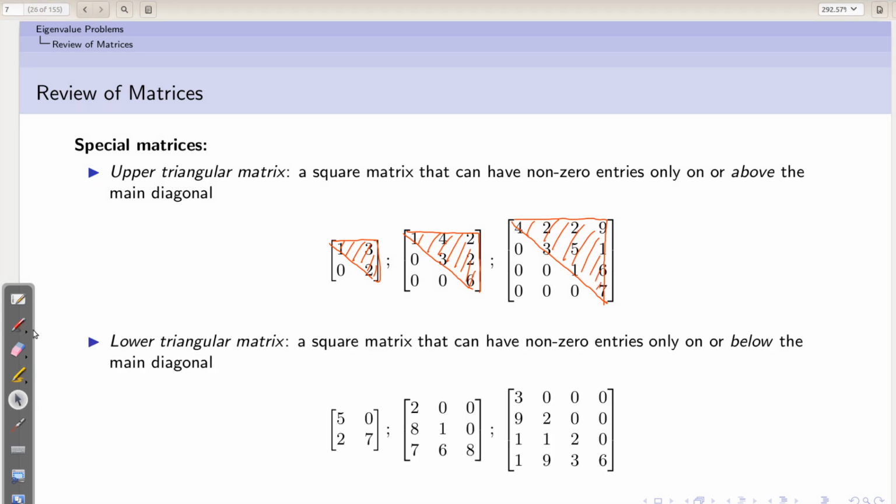Likewise, you could have a lower triangular matrix. In a lower triangular matrix, you will have non-zero entries only on or below the main diagonal. You can see here, this is the main diagonal, and then we have non-zero entries over here, similarly over here, and over here in this 4x4 matrix. But remember, all these special matrices that we're talking about are applicable only for square matrices. So that's an upper triangular and a lower triangular matrix.